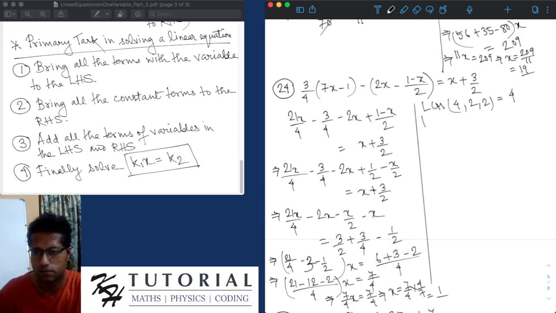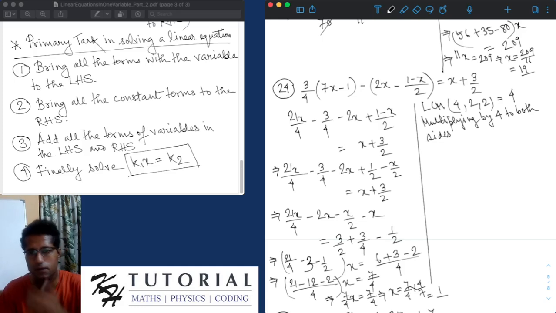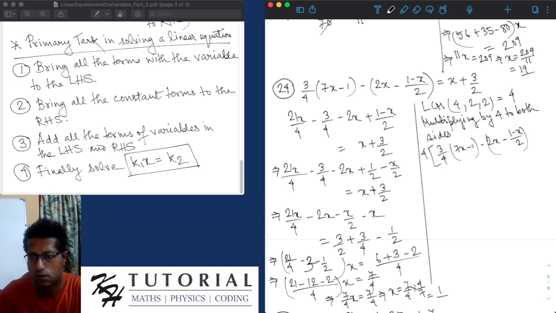So multiplying by 4 to both sides, when we multiply, we get 3 by 4 into 7x minus 1 minus 2x minus 1 minus x by 2 equals 4 into x plus 3 by 2.